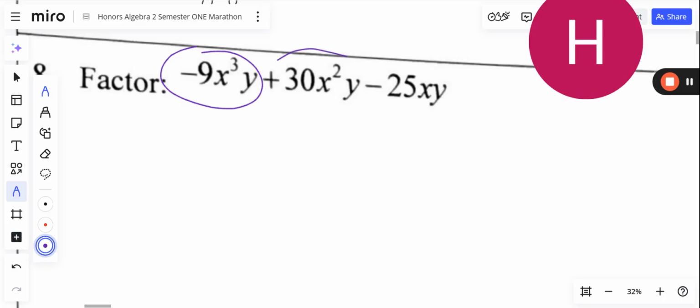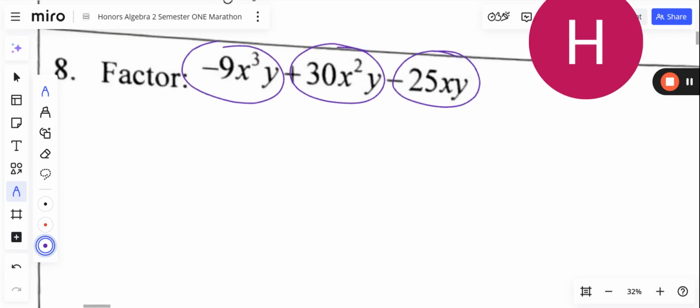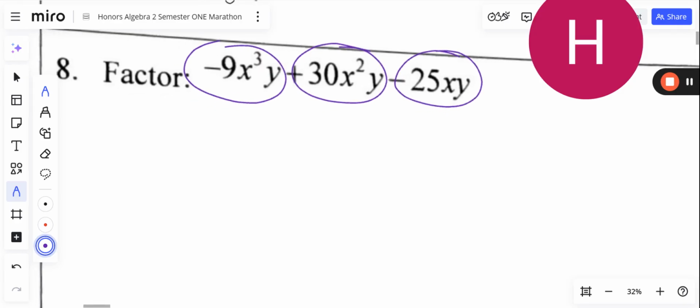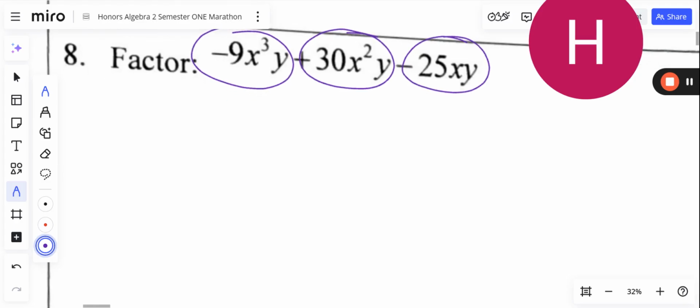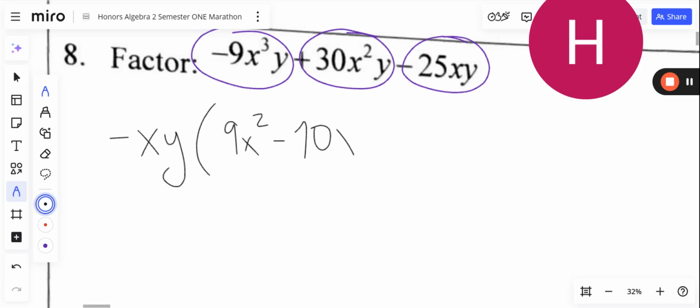Now I'm looking for what's in common of all of the terms. We have x, y in every single term, and we cannot quite take out a factor of 3, unfortunately. So we're going to have to pull out a negative x. I guess we don't have to take the negative x out, but I'm going to choose to take out negative x, y, and that will leave us with positive 9x squared. That's kind of why I wanted to take the negative out. Minus 10x, be careful, plus 25. There we are.